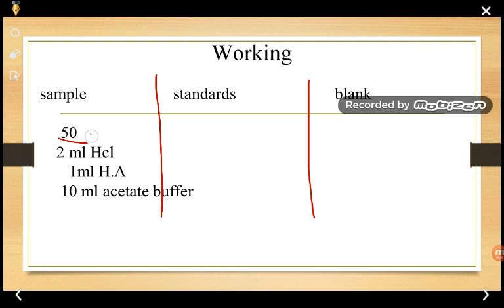So what to do with the sample? We have to take 50 ml of the sample. Always remember that the sample should not contain more than 200 ppm of the iron. Therefore we have to dilute it, and the volume should be 50 ml. In that sample we have to add 2 ml of concentrated HCl and 1 ml of the hydroxylamine solution, and to that we have to add 10 ml of the acetate buffer.